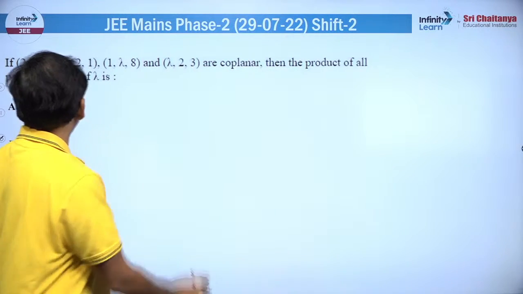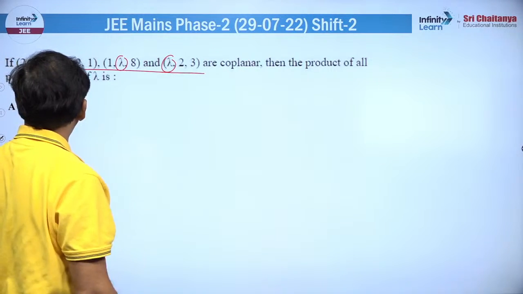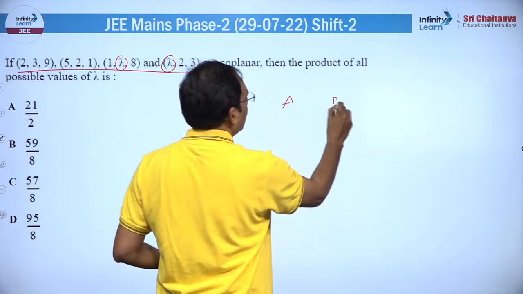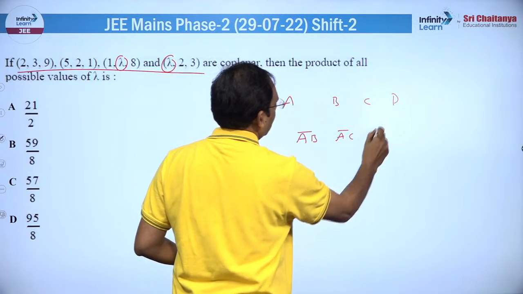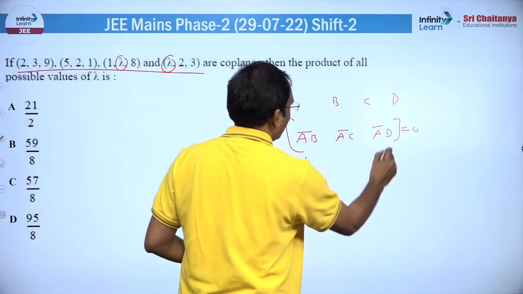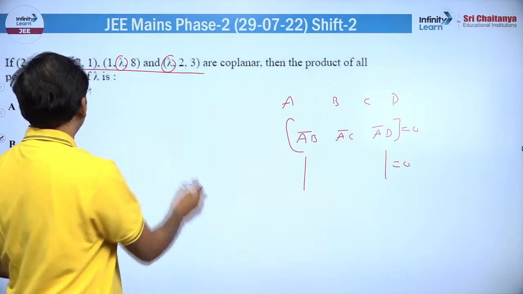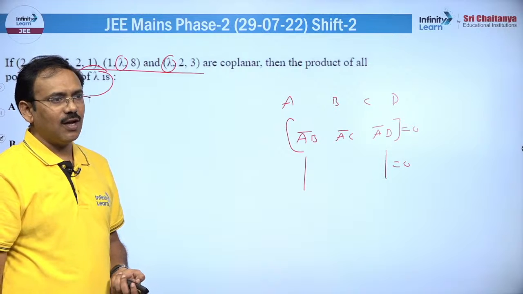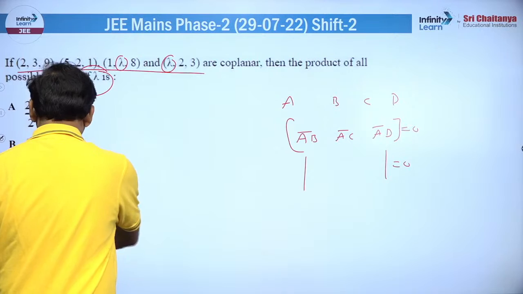You see, my dear friends, 4 points are coplanar in which lambda is the unknown, and we need the product of all possible values of lambda. Here let the points be A, B, C, D. If they are coplanar, the box product of AB bar, AC bar, AD bar is equal to 0. That means you just apply determinant is equal to 0. You will get a quadratic equation in lambda. Just consider the product of the roots, that is C by A, and you will get the answer for this question, my dear friends. You are going to get the product of the roots as 95 by 8.